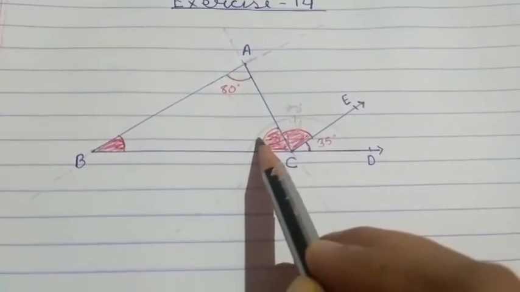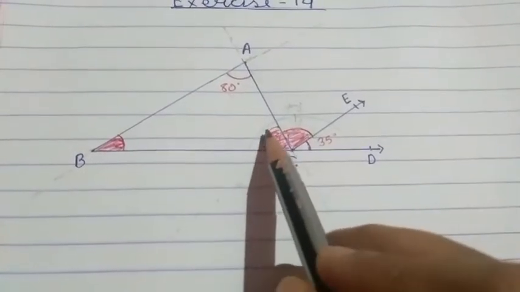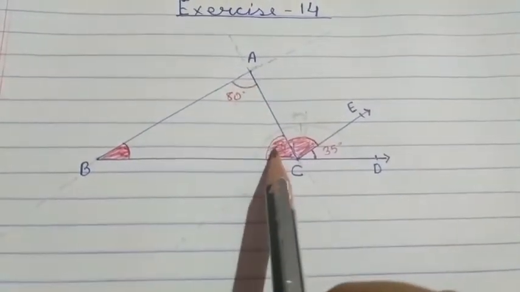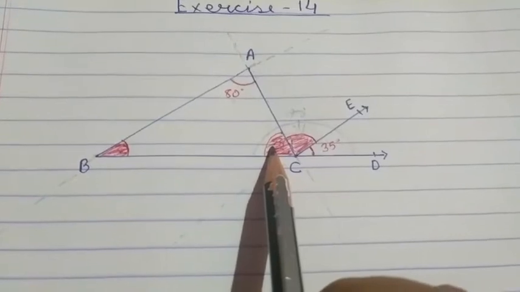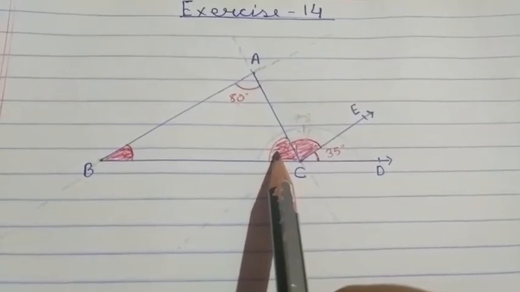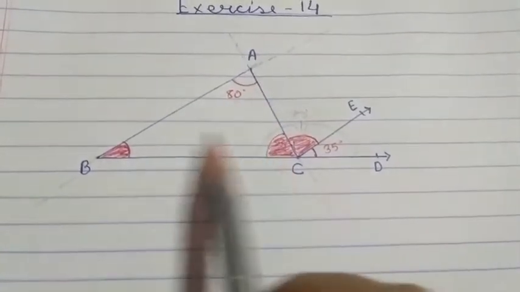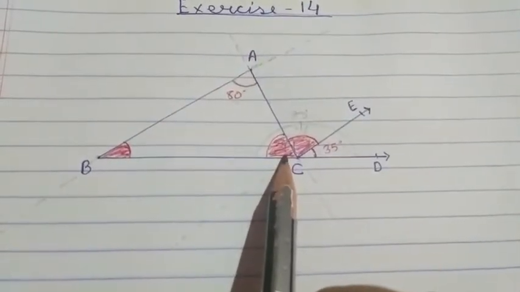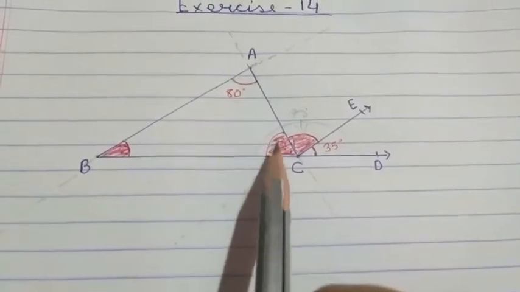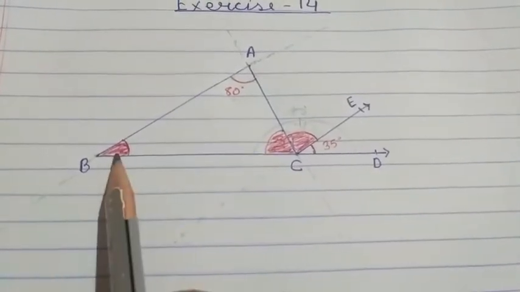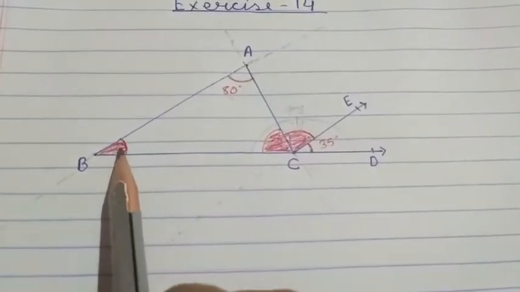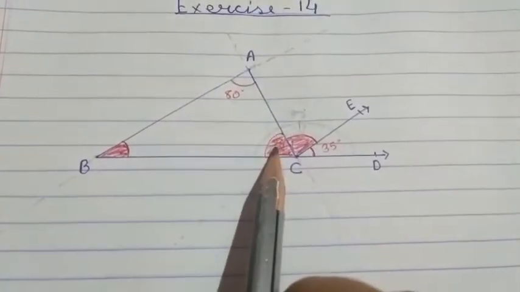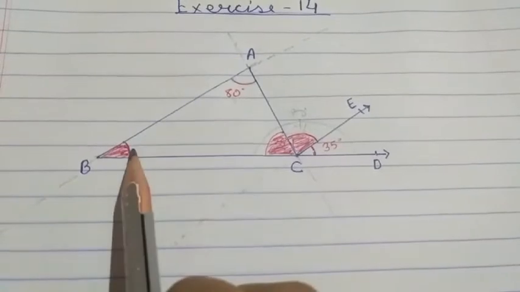And last, you know that the sum of angles of a triangle is 180 degrees. When you have got these angles, you can find this one: 180 minus the sum of the two angles of the triangle. Then you can find this.